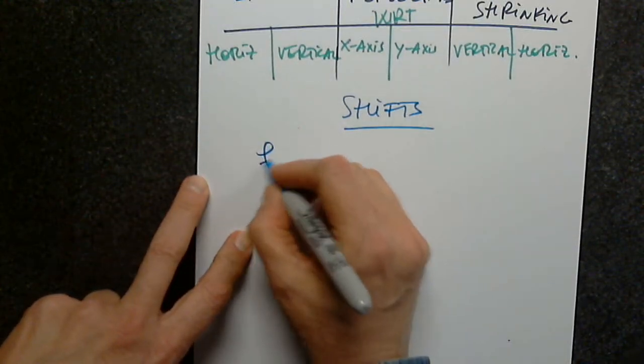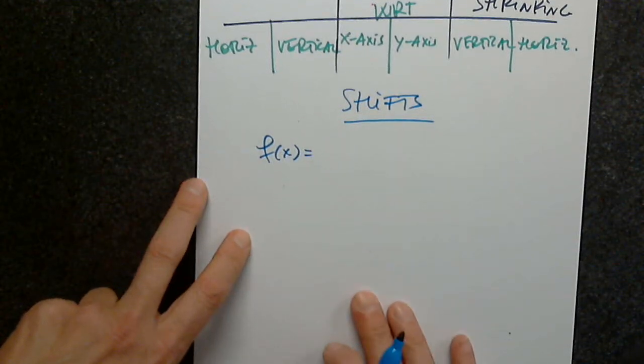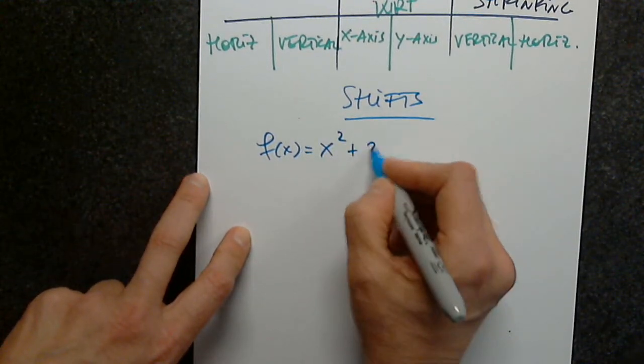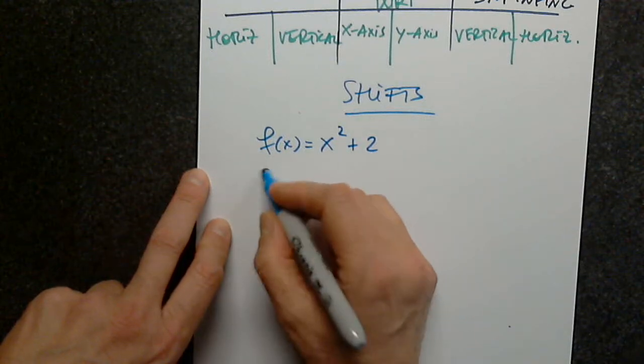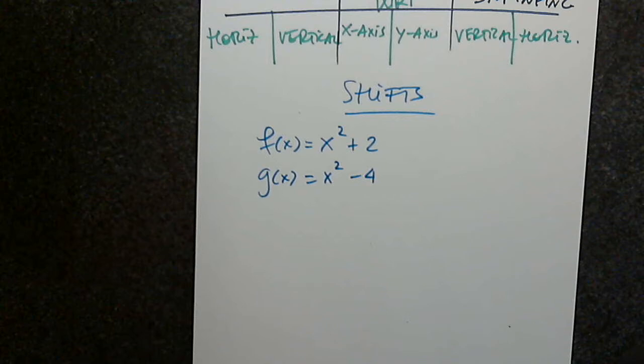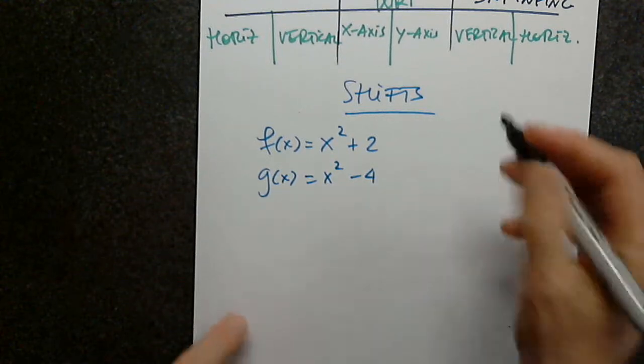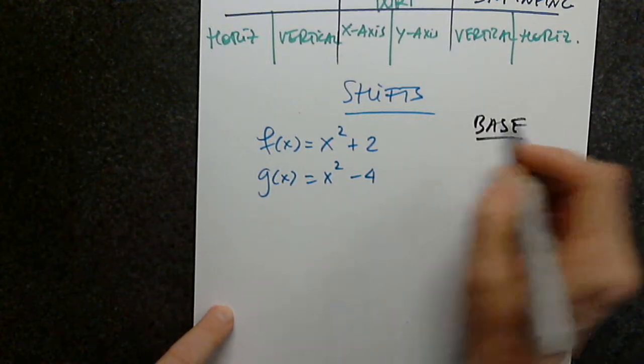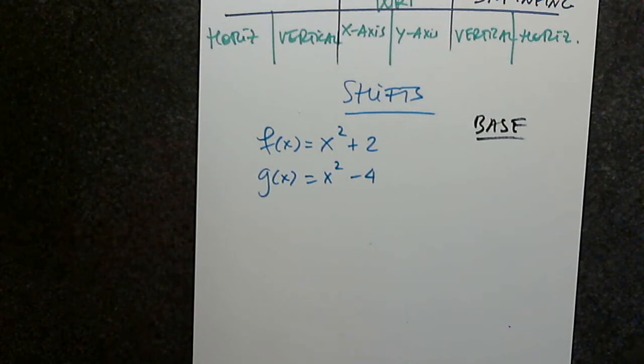Okay, let's say I want to create the function x squared plus 2 and another function x squared minus 4. And we are asked, first question, what is the base function that I used to create f of x? Of course, the base function is x squared. Excellent.